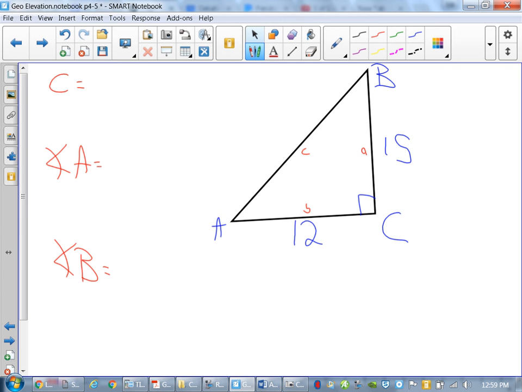Easiest thing to find right off the bat is going to be little c, because that is the hypotenuse of the triangle. So just use your Pythagorean theorem. Throw in the calculator: 12 squared plus 15 squared is c squared. Well, the square root of 144 plus 225.